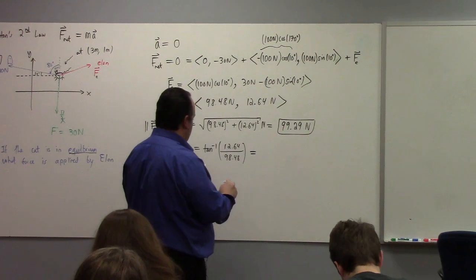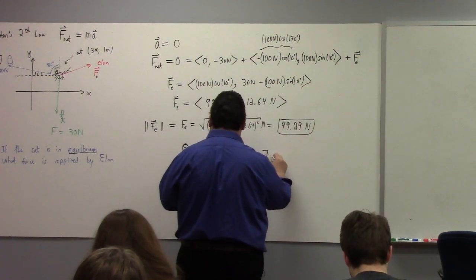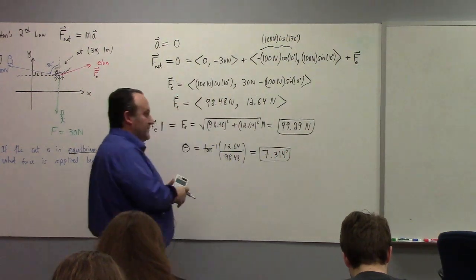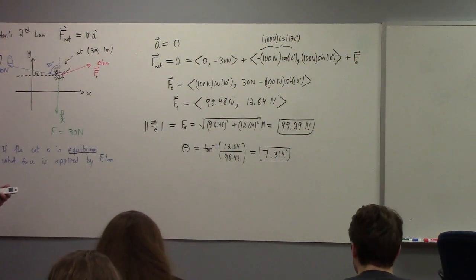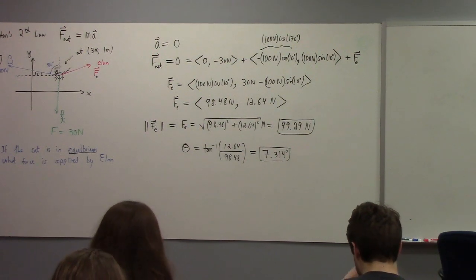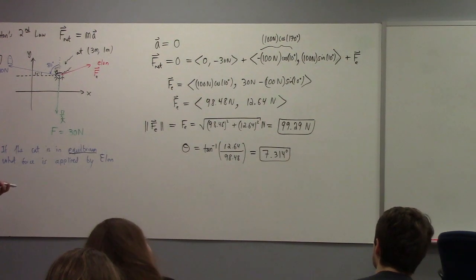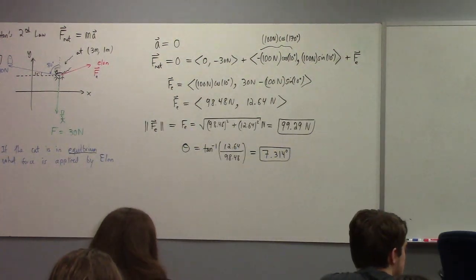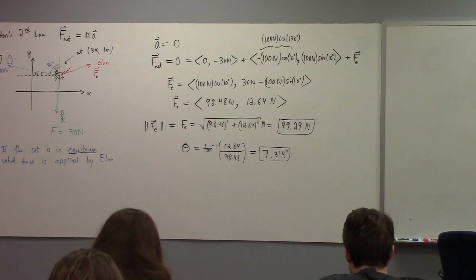Whoa, really? Okay. So 7.314 degrees is the standard angle of the Elon force. So there you go. Of course, you could also say Elon is pulling with 99.29 newtons at 7.314 degrees north of east. All right, give me a second. I will fix that. But before I do that, let me give you the next problem.